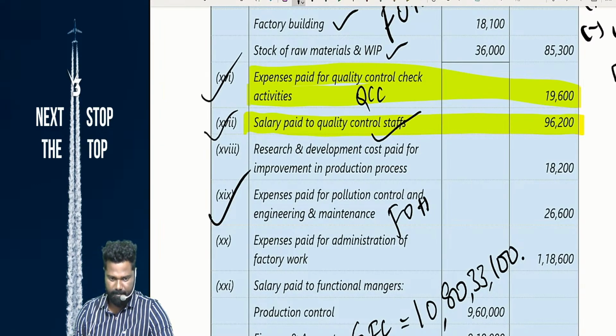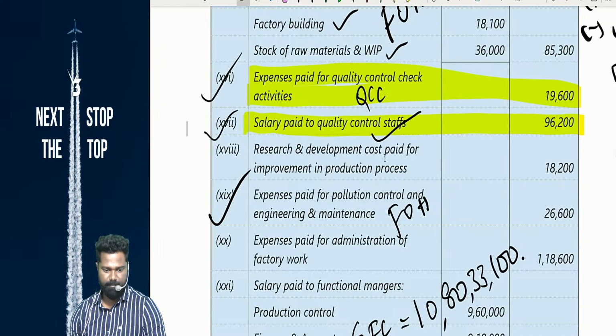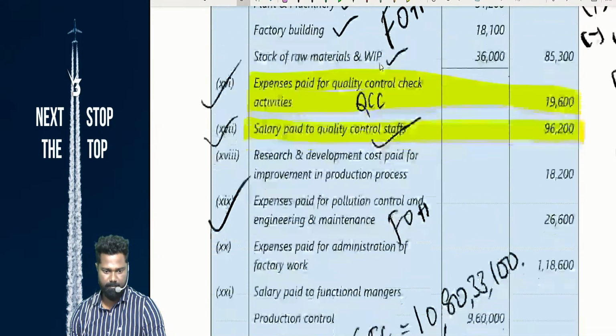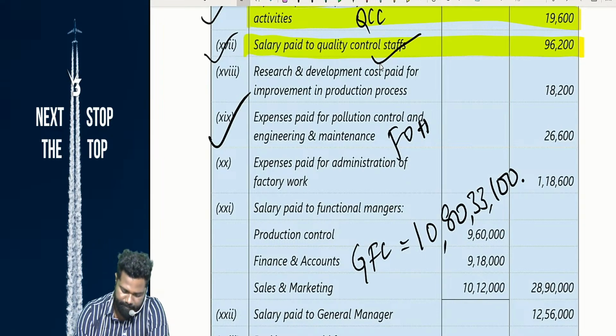Next item. Research and development cost paid for improvement in production process. So research and development relating to production should also be considered or not? Yes, please take. Research and development cost relating to production, 18,200.